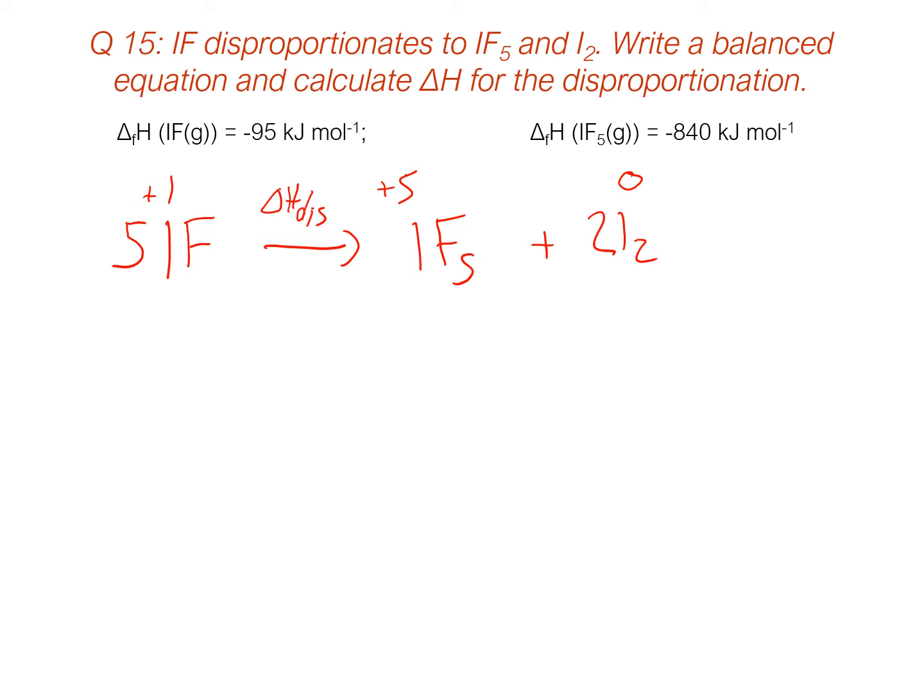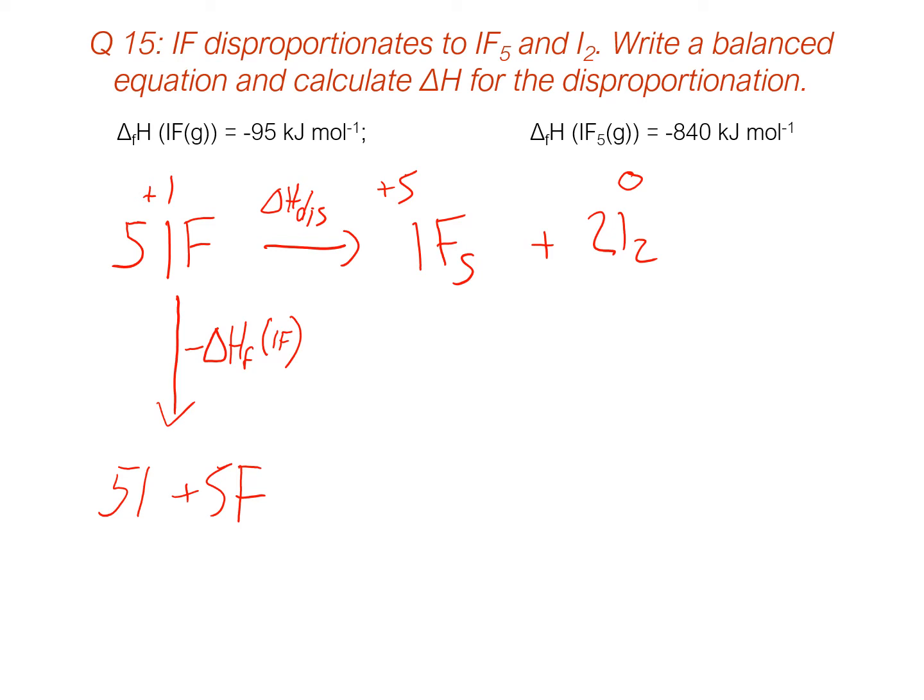Now, there are only 2 steps in this. We just break some bonds and then make some bonds. So first we're going to break up IF into 5 Is and 5 Fs. And the breaking of it is just the opposite of the forming of it. So then the enthalpy change is minus the enthalpy change of formation for IF, because the breaking down is exactly the opposite of the forming.